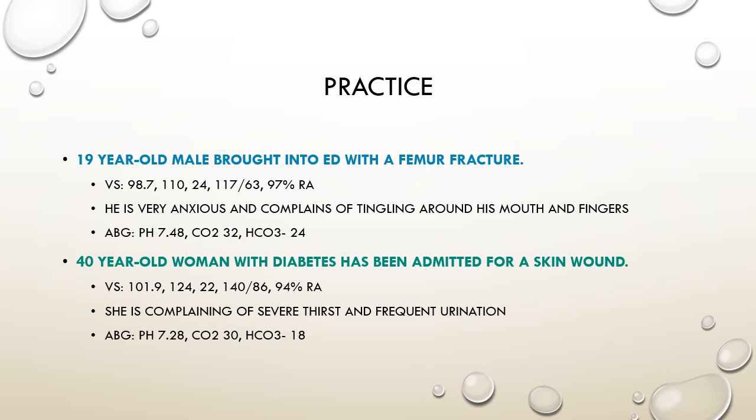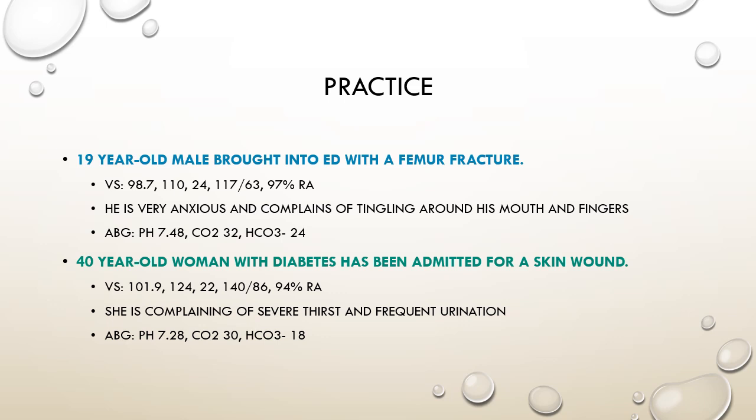So we could anticipate that he's in a lot of pain. Vital signs: his temp is 98.7, his heart rate is 110, his respiratory rate is 24, and his blood pressure is 117/63 with a saturation of 97% on room air. He is very anxious and complains of tingling around his mouth and his fingers. His pH is 7.48, his CO2 is 32, and his bicarb is 24.